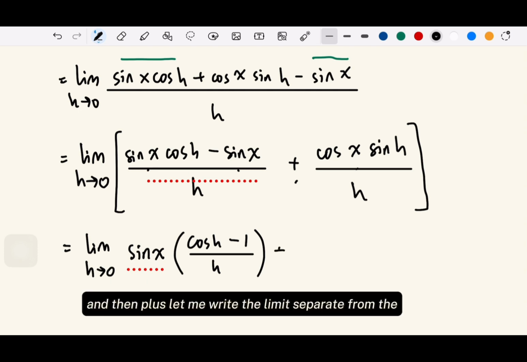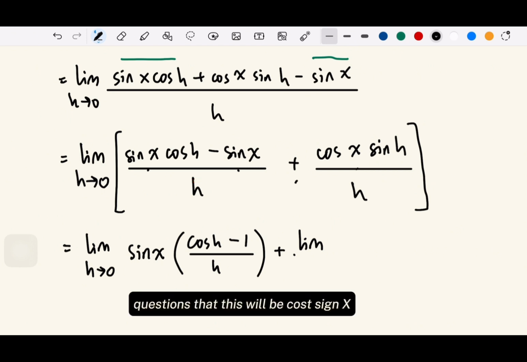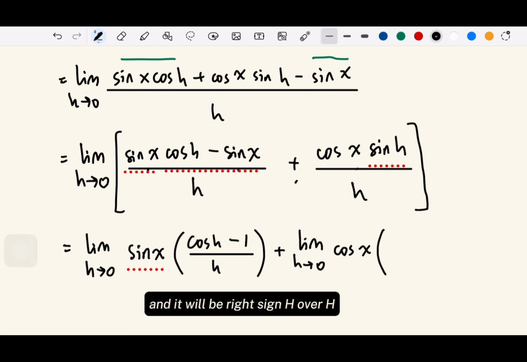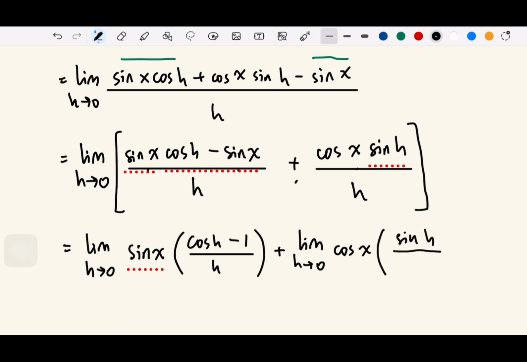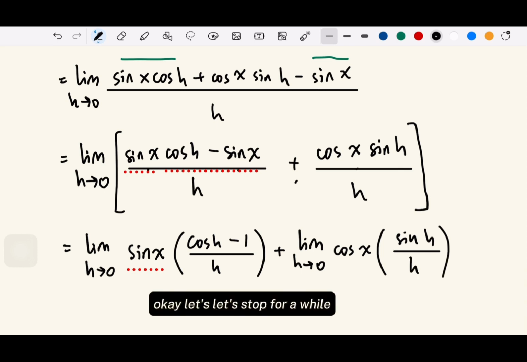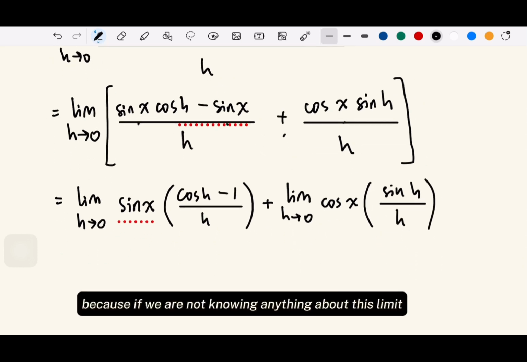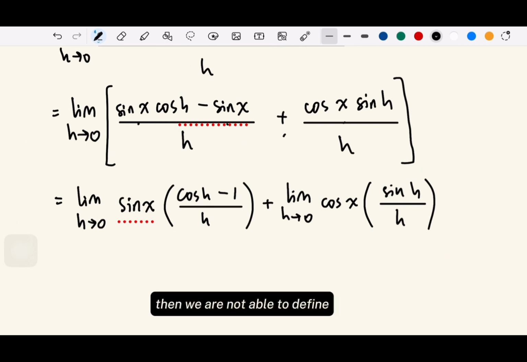And then plus, let me write the limit separate from the equations, this will be cosine x, and then we write sine h over h. Okay, let's stop for a while, because if we do not know anything about these limits, the sine h over h and the cos h minus 1 over h, then we are not able to define the trigonometric function. So we need to take some time to prove what the result of these two limits will be.